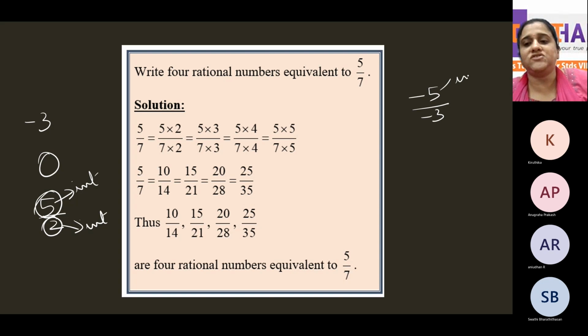What about -5 by -3? Is -5 an integer? Yes. Is -3 an integer? Yes. So is this integer by integer? Yes. It's a rational number. Of course, you can cancel minus and minus. It's a rational number.